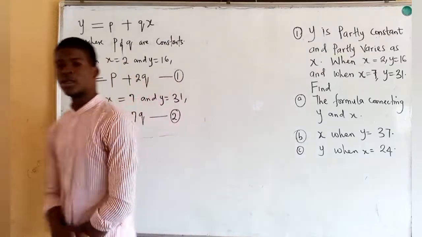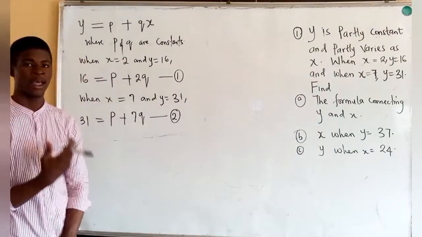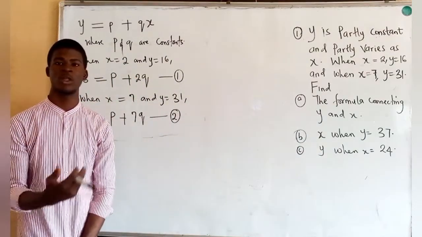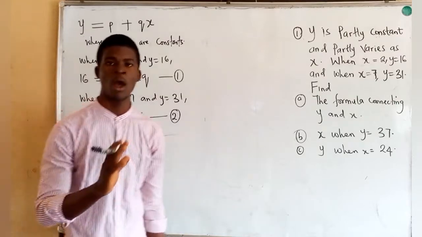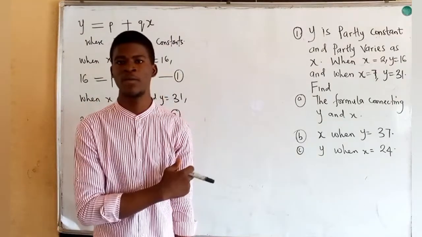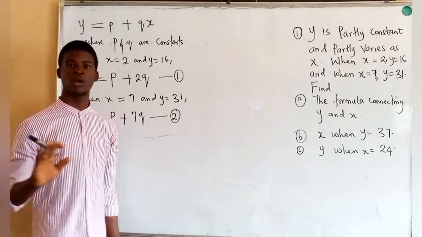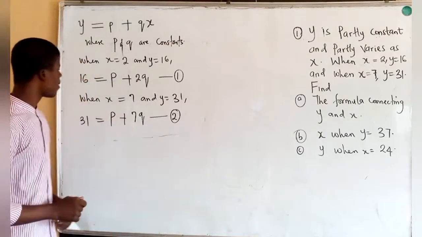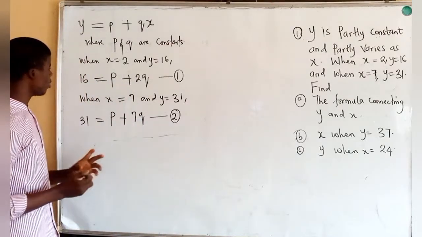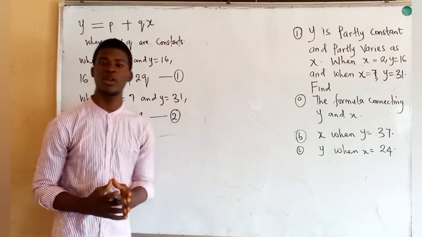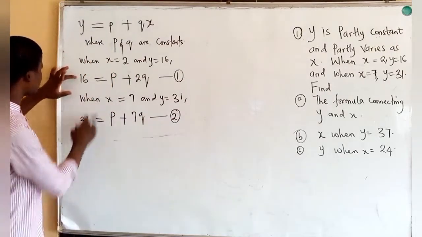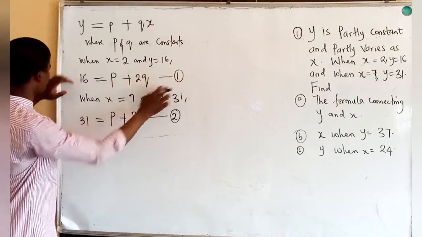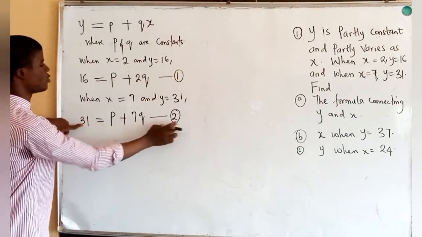Now, this is simultaneous equation. Like I said, the knowledge of simultaneous equation is required. But don't worry yourself if you don't know simultaneous equation. I'm going to simplify it here by solving this. Just listen. That's what I want you to do for me. So, in simultaneous equation, we have two methods, elimination and substitution method. Now, in this case, I have 16 is equal to P plus 2Q, 31 is equal to P plus 7Q.